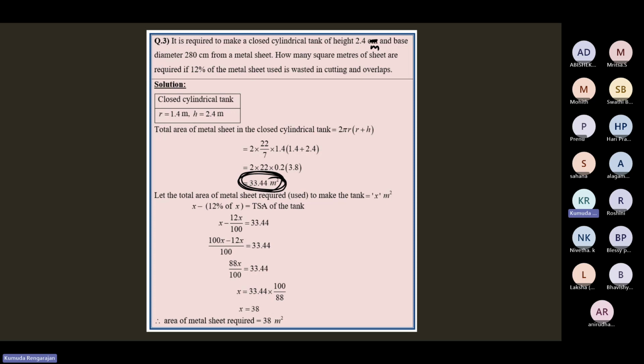But here there is wastage. That means you must buy a little more. Since there is wastage here, you should buy a little more. Only then, after the wastage, you will have 33.44 meters square of metal sheet to build this closed tank of the given radius and the given height.